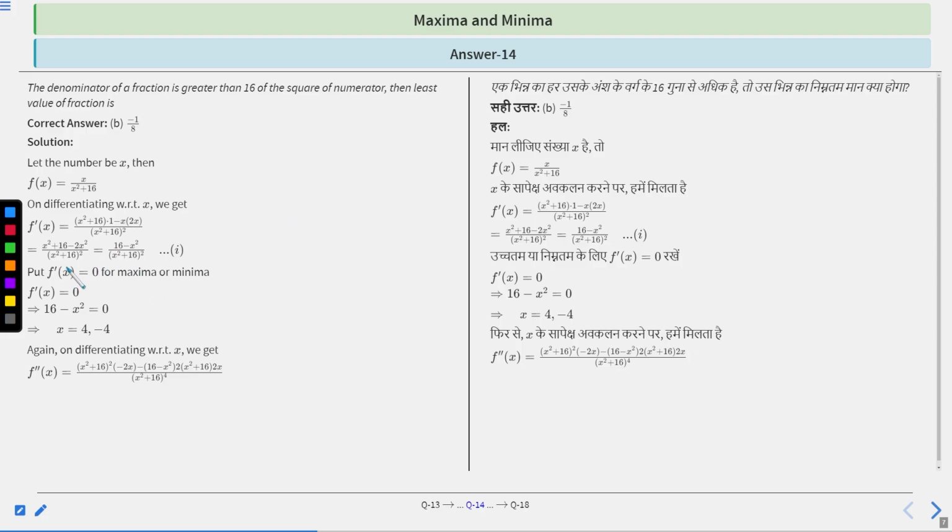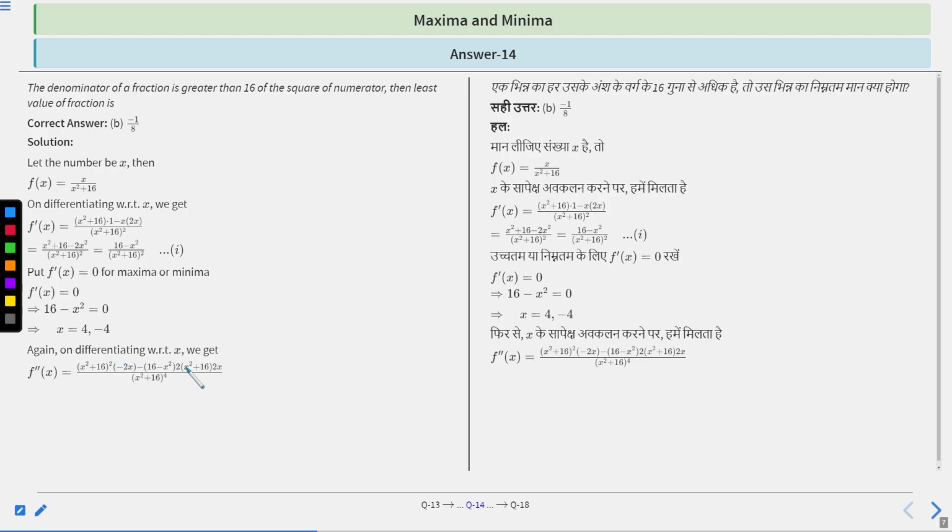Which is equal to x squared plus 16 minus 2x squared upon (x squared plus 16) whole square, which is equal to 16 minus x squared upon (x squared plus 16) whole square. Suppose this is equation 1. Now, since we have to find the least value of function, f dash x should be equal to 0 for maxima or minima. Right? Therefore, if f dash x equal to 0, then 16 minus x squared is equal to 0, right? So x is equal to 4 and minus 4.